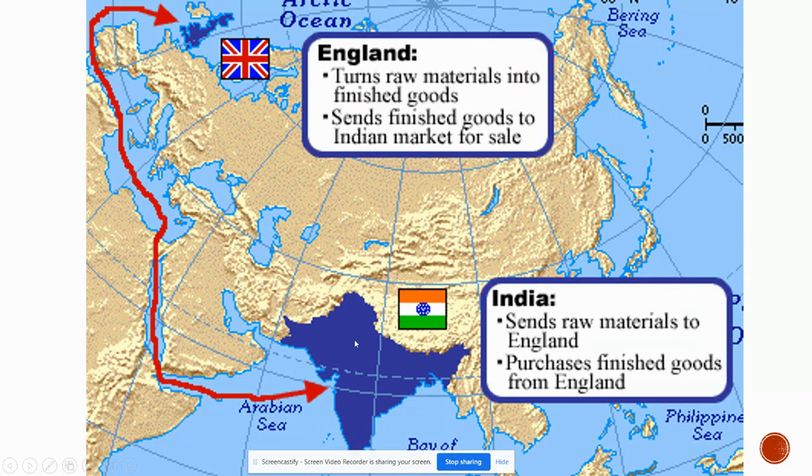And this is really what happened. So you had your raw materials, which was really cotton, sent to Britain. So it's taken out of India, sent to Britain to the factories. The factories turn it into cheap clothes, and then they come back and they sell that to India, forcing the Indians to buy the English goods.